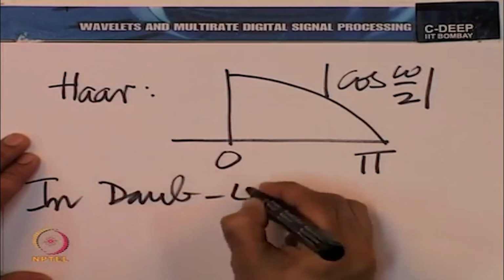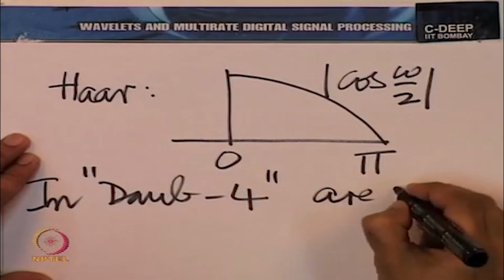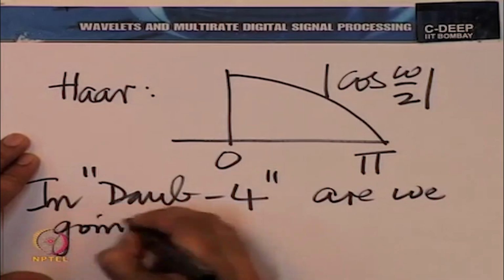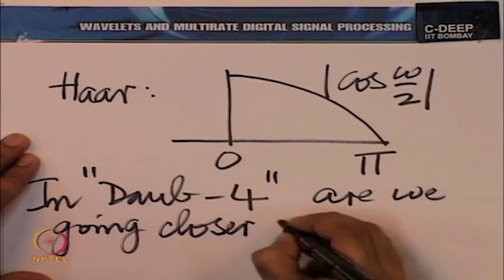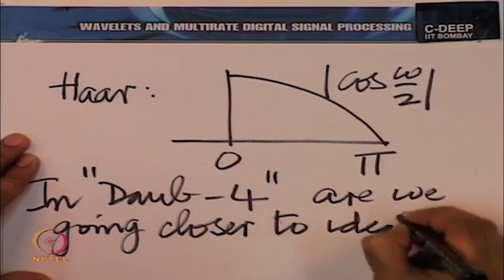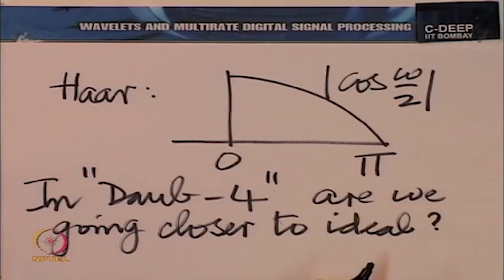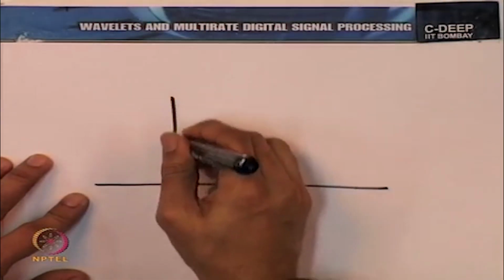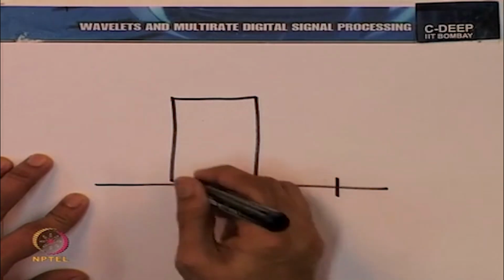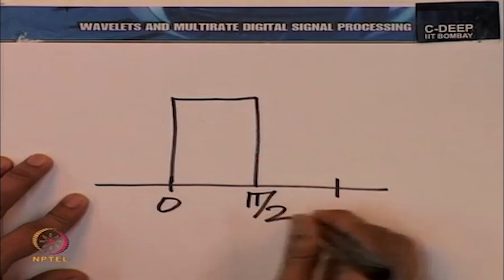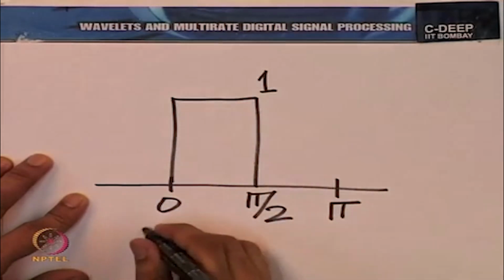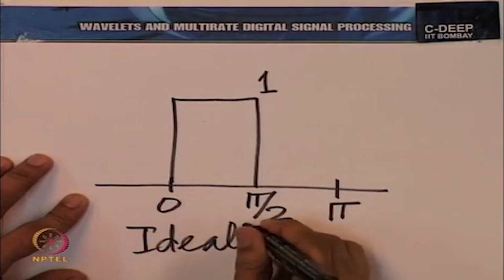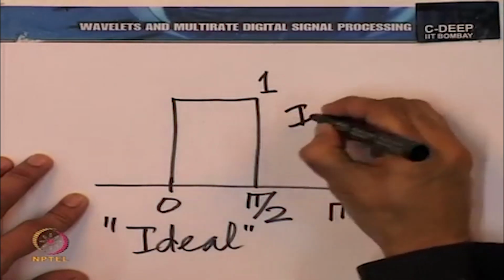In Daub 4, are we going closer to ideal? What ideal are we talking about? You remember what the ideal was. The ideal was essentially this. This is the ideal, an ideal low pass filter with a cutoff of pi by 2.